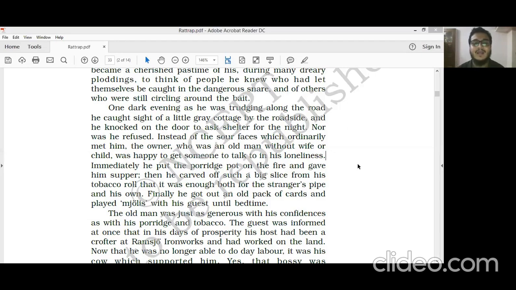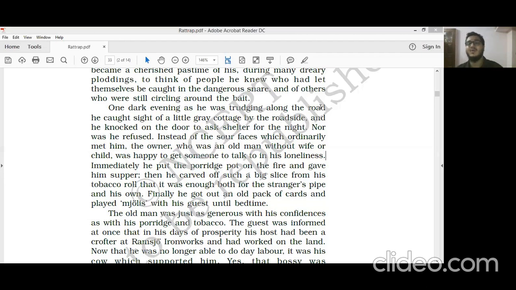Okay, and what happened? Then he carved off such a big slice from his tobacco roll, and it was enough both for the stranger's pipe and his own. So their pipes are ready. They can blow the tobacco and enjoy it. Finally he got out an old pack of cards and played Mojlis with his guest until bedtime. Students, you might be playing different card games. Here the host and guest were both playing card games.